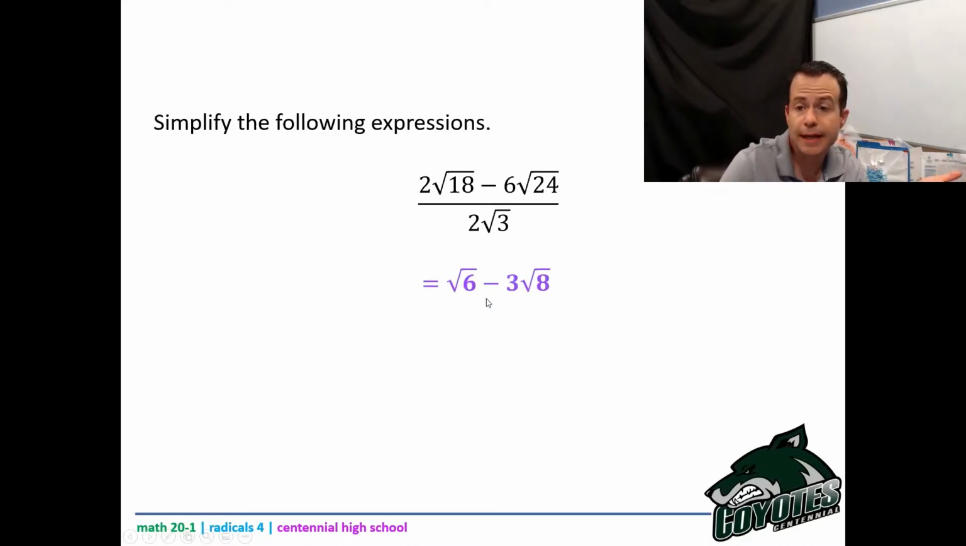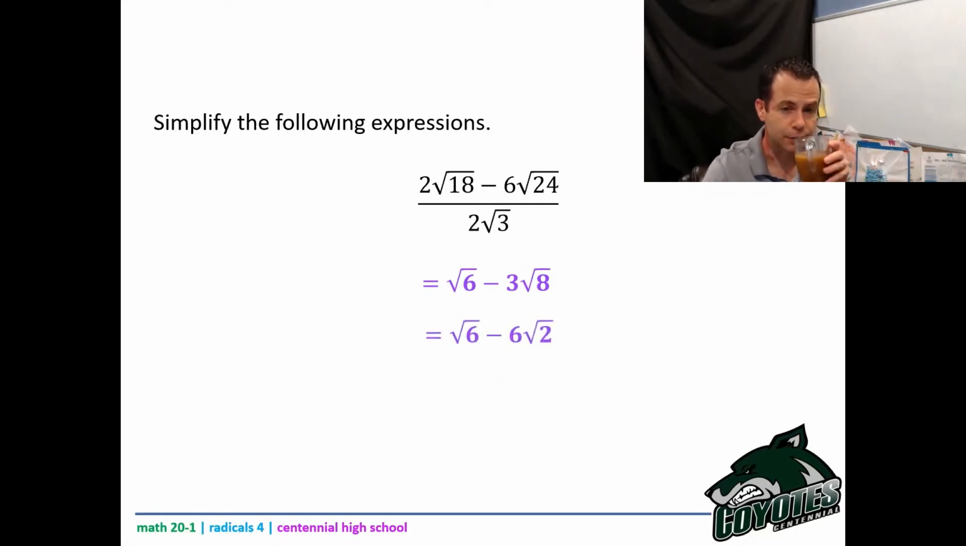And then I want to look at that and say, okay, can I simplify anything? Well, yes, root 8, that's going to be root 4 times root 2. The root 4 becomes a 2. 2 times this negative 3 here will be negative 6. So I'll end up with root 6 minus 6 root 2.